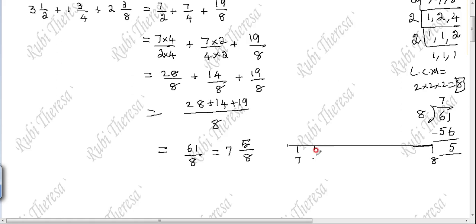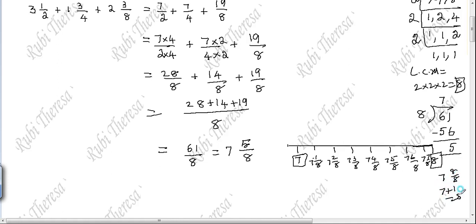Understand? So 1/8. Next one, 2/8. That is 7 1/8. 7 2/8. Next 7 3/8. Next 7 4/8. Next 7 5/8. Where does it lie? It lies between the whole numbers 7 and 8. Next one is what? 7 6/8. Next 7 7/8. Next one is 8. Because 7 8/8, that is 7 plus 1, is equal to 8.